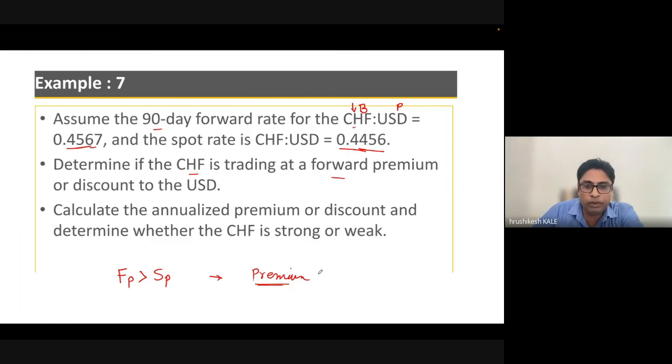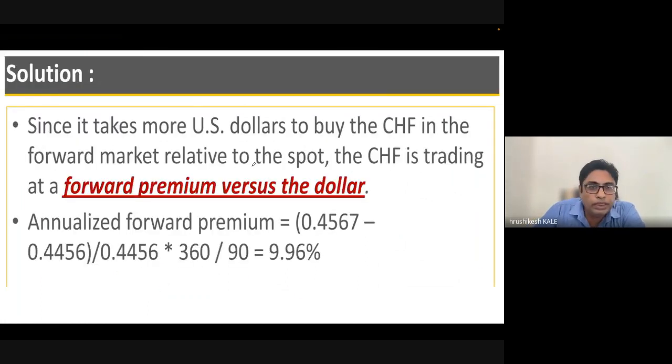And when you are in premium, your base currency, so which is the base currency? CHF. CHF will appreciate because it's increasing, from 0.44 to 0.45. So always the base currency is increasing. So let us see. Yeah. So you are in forward premium and CHF is appreciating. When CHF is appreciating, always remember the other currency, USD, will be depreciating.